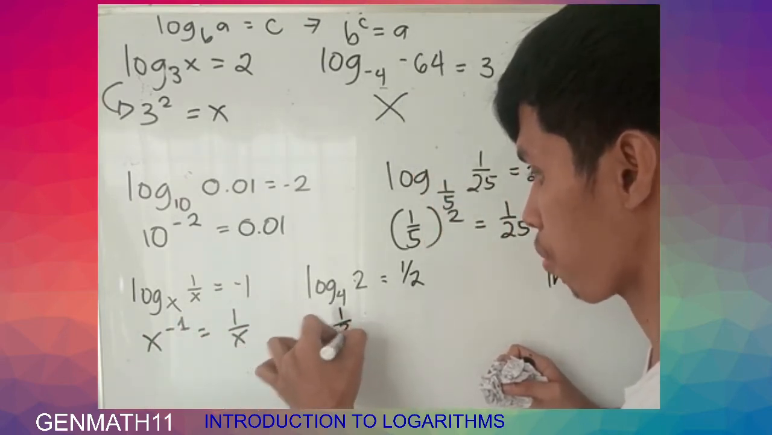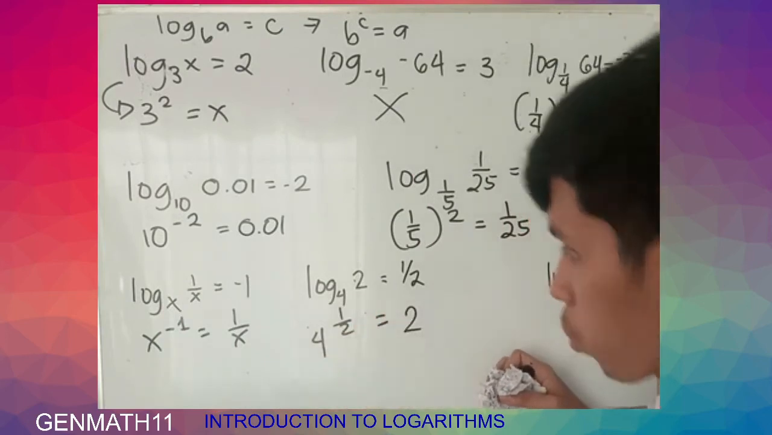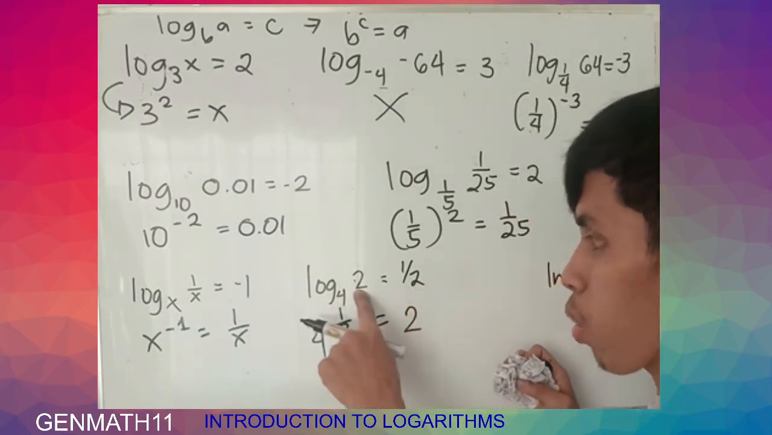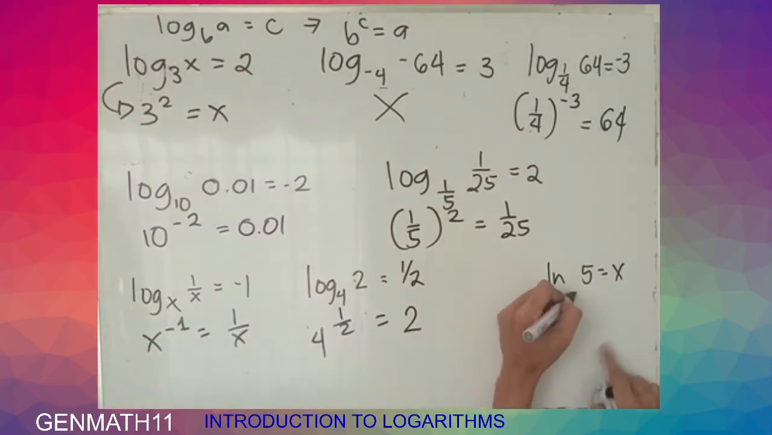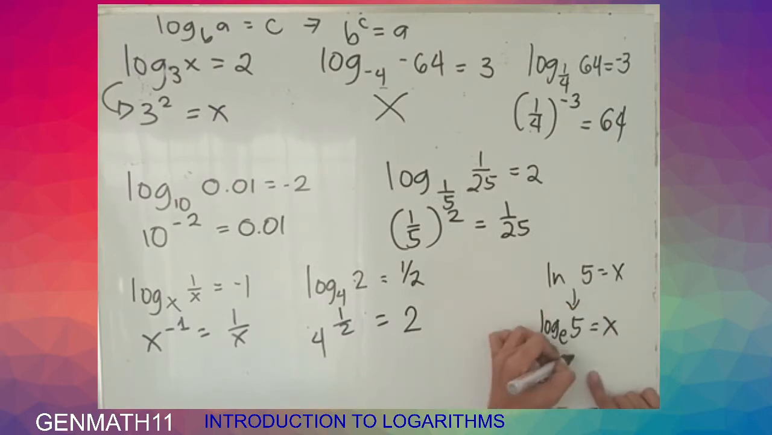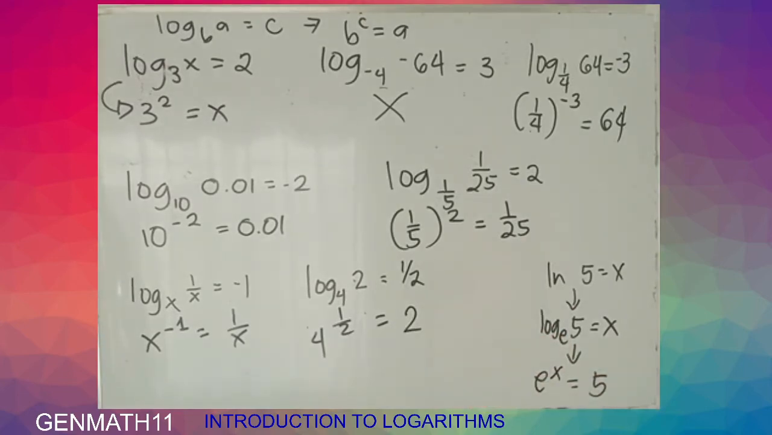4 raised to 1/2 equals 2. 4 to the 1/2 power equals 2. Then the other one is ln 5 is equals to x. So pag translate natin siya, di ba, log e to the base of x equals 5. Kapag kinonvert naman natin siya into exponential form, magiging e raised to x equals 5. So yan. So yun na yung ating conversion nating from logarithms into exponential form.